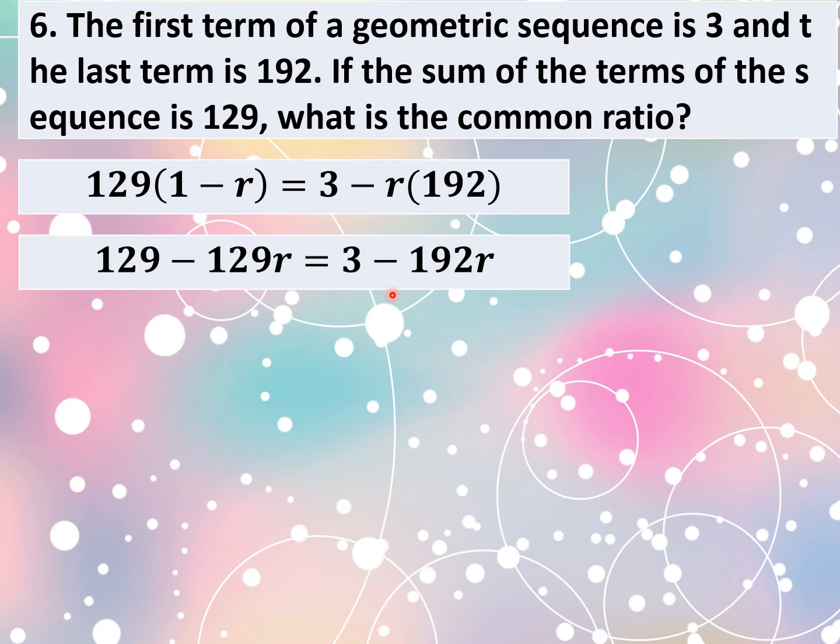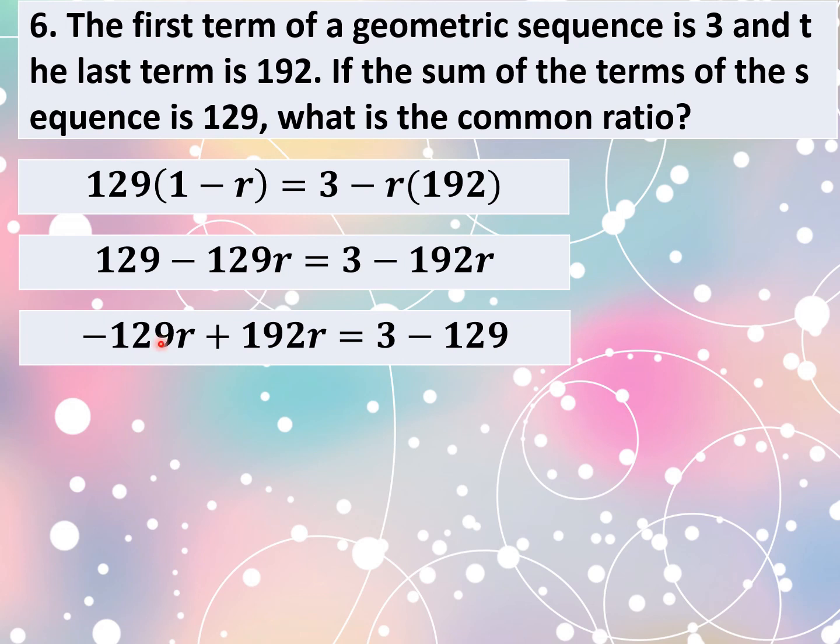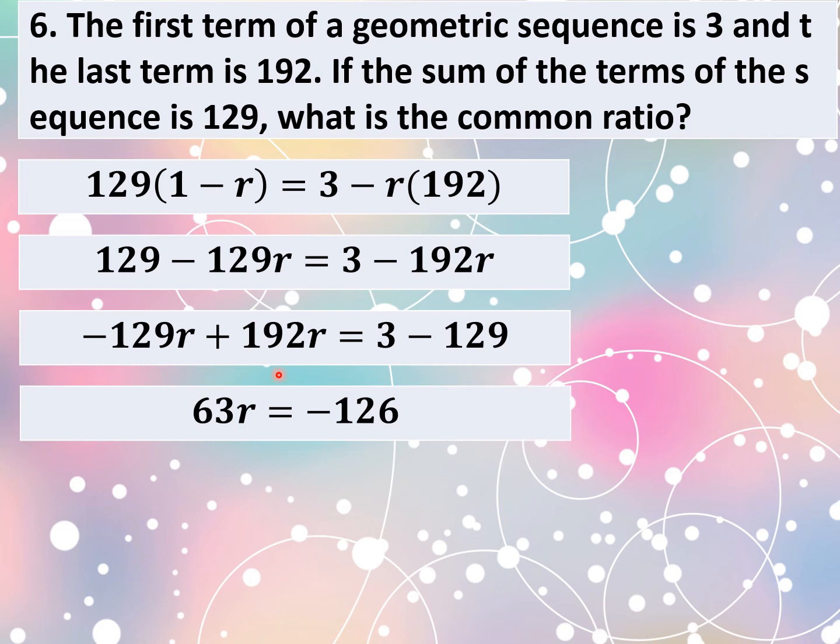And then, simplify natin. Kailangan pagsamahin natin yung like term. So, lipat natin yung negative 192r dito sa left side, tapos yung 129 dun sa right side. So, magiging negative 129r plus 192r kasi negative siya dito sa right side. So, pag nilipat dito sa left side, magpa-positive. And then, 3 minus 129. Kasi yung 129 dito ay positive. So, pag nilipat sa right side, magne-negative na siya. And then, we can now combine like terms. So, negative 129r plus 192r is 63r. And 3 minus 129 is negative 126.